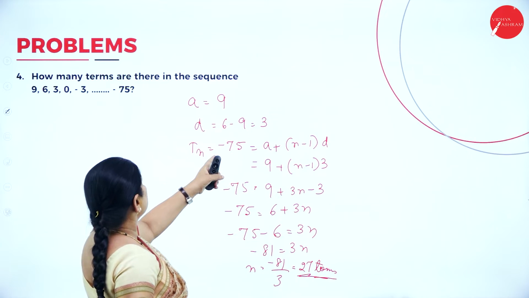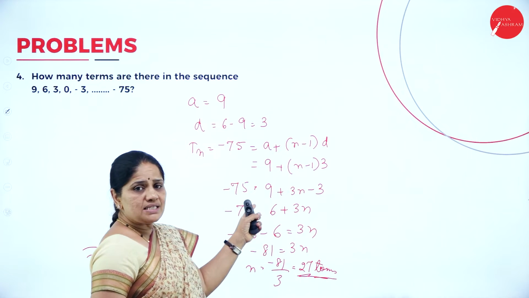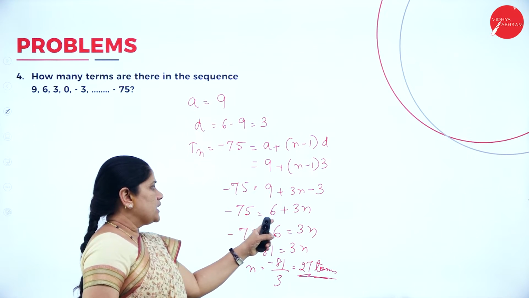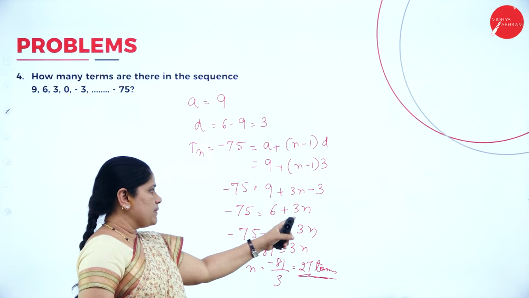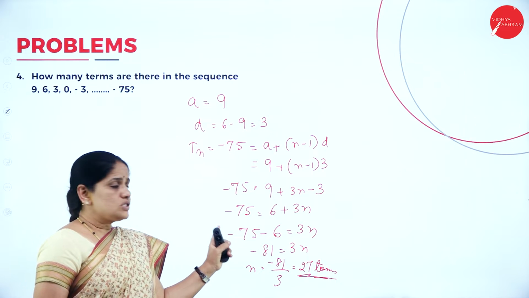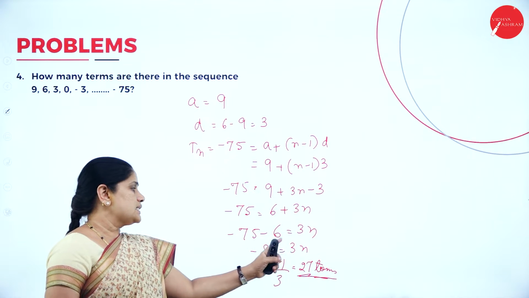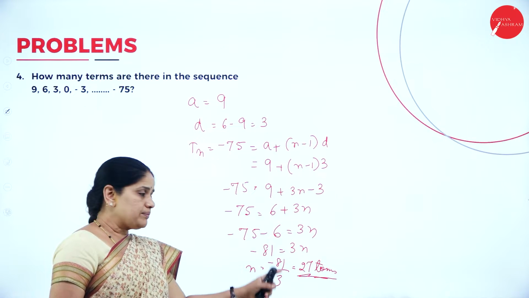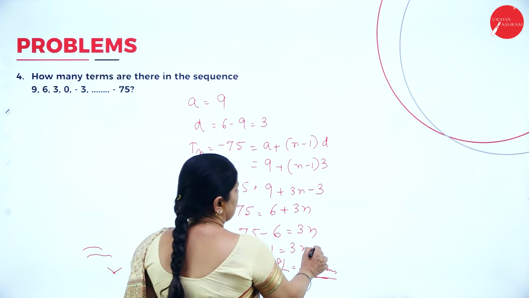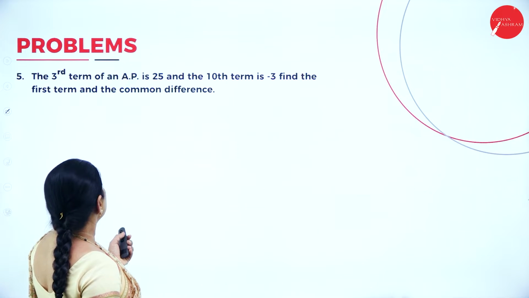So minus 75 equals A plus n minus 1 into D. So minus 75 equals 9 plus 3n minus 3. Minus 75 equals 9 minus 3 is 6 plus 3n. So you bring the 6 to the left hand side. So minus 75 minus 6 will be minus 81 equals 3n. So minus 81 by 3 is 27. So this is the 27th term of this progression.